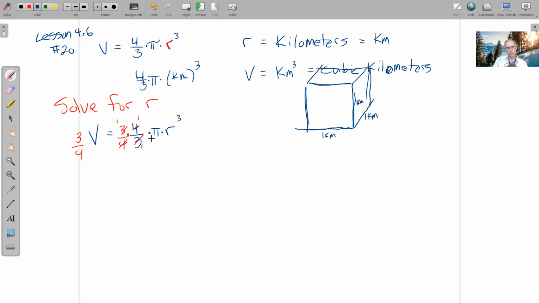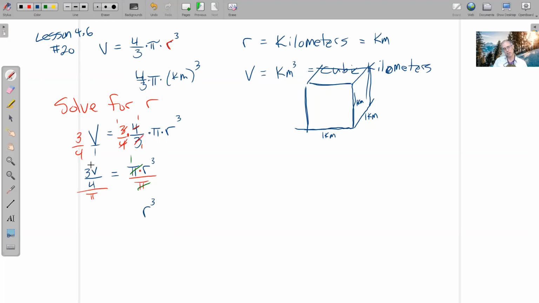So the only thing left on the right side is now the pi times the r to the third power. On this side, I could view that as v over 1, and so I could call that 3v over 4. Or I could leave it as 3/4 v. Either way is fine. To get rid of pi, which is just a number being multiplied, we'll divide to break the multiplication. So to undo multiplication, we have to divide. So I have to divide that fraction by pi. The point of that is a number divided by itself is 1. 1 times r cubed is just r cubed.